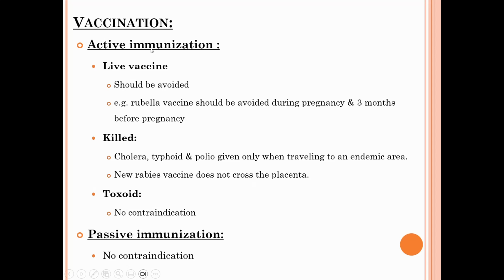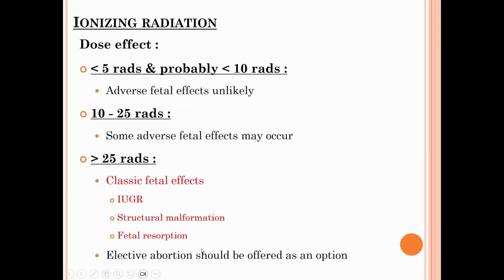Vaccination. Effect of vaccination on pregnancy. Active immunization like live vaccine should be avoided. For example, rubella vaccine should be avoided during pregnancy and 3 months before pregnancy. This can be asked in MCQ. Killed vaccines, for example cholera, typhoid, polio vaccine, are given only when traveling to an endemic area. New rabies vaccine does not cross the placenta, so it can be given. Toxoids are not a contraindication. Toxoid like tetanus. Passive immunization, no contraindication to the pregnancy.